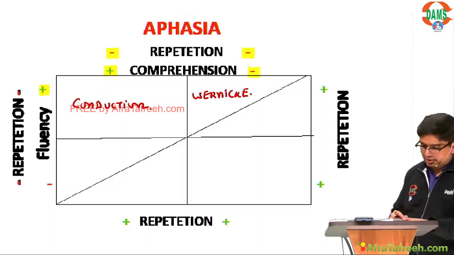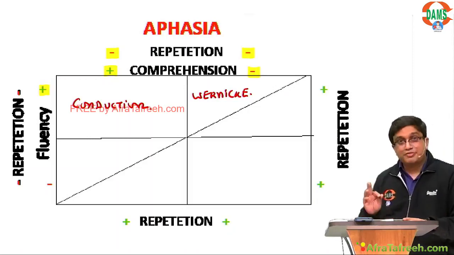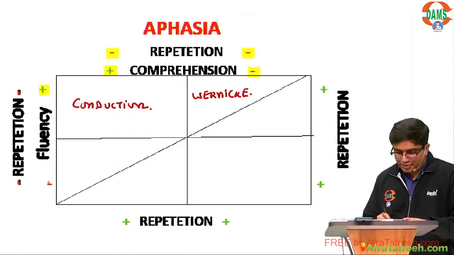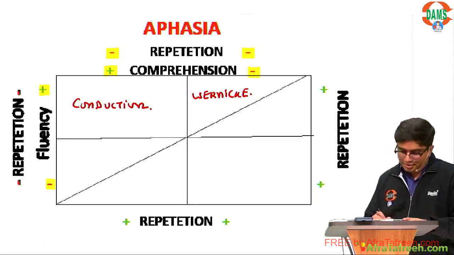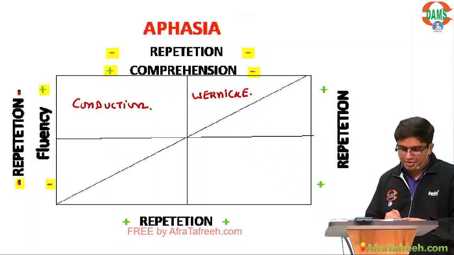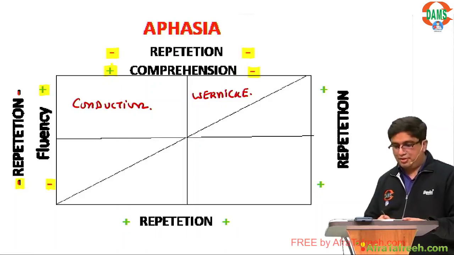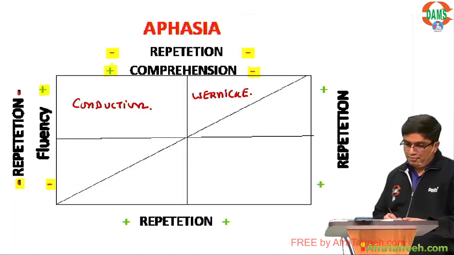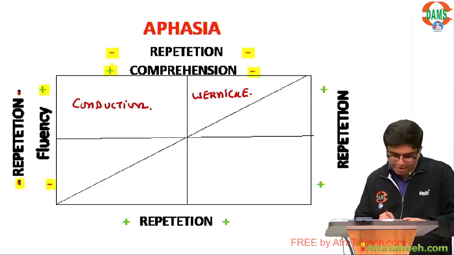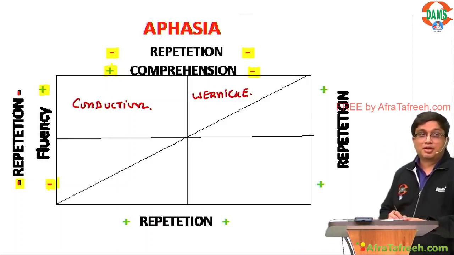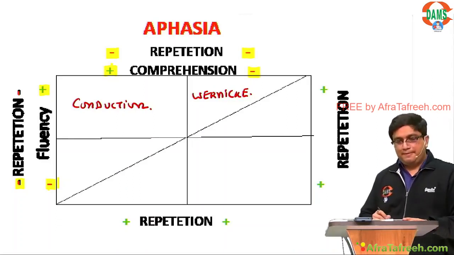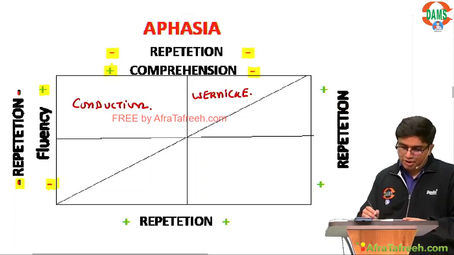Okay. Now I have a patient with me, the next one, whose fluency is lost, right? His repetition is lost. Whose fluency is lost, his repetition is lost. His comprehension is intact. Tell me now. His repetition is lost, his fluency is lost, but his comprehension is intact. Very good. Broca's aphasia.